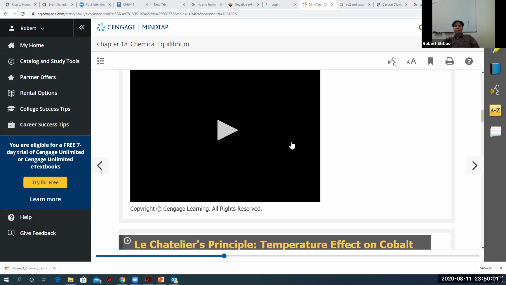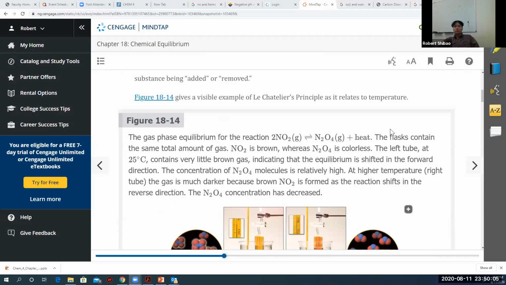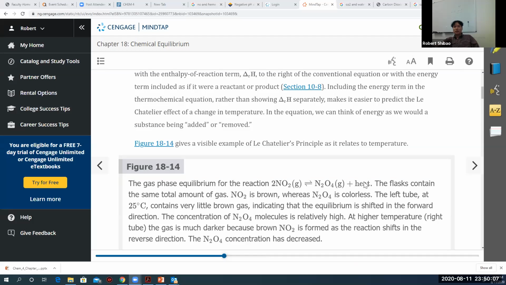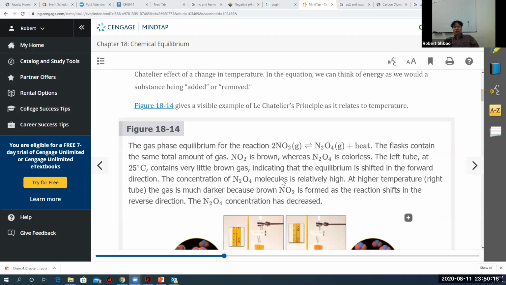So they heated it up. When they heat it up, it's going to favor the endothermic direction, which is the reverse. So we add heat, that's adding product, it's going to shift this left, making more NO2.